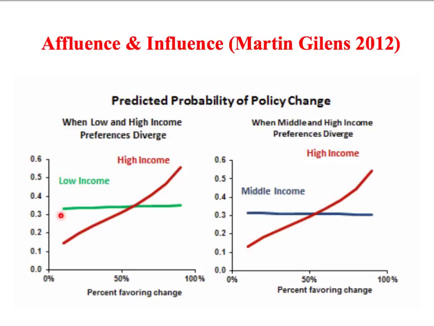But when we look at the line for low-income Americans, that's people in the bottom 10%, and also for people who are in the middle, we can see that it doesn't really matter whether there are relatively few people supporting a policy change or a lot of people. It really doesn't seem to have any significant influence on the likelihood of that policy being adopted.